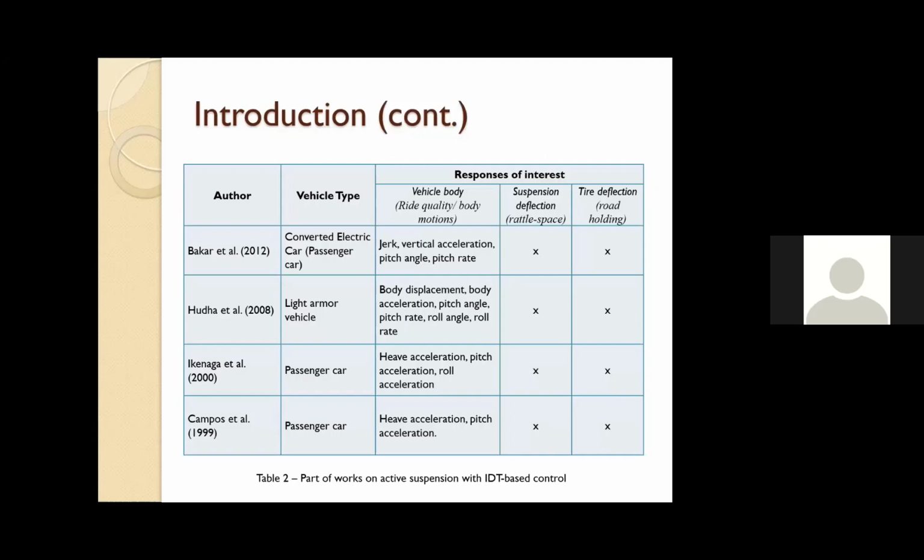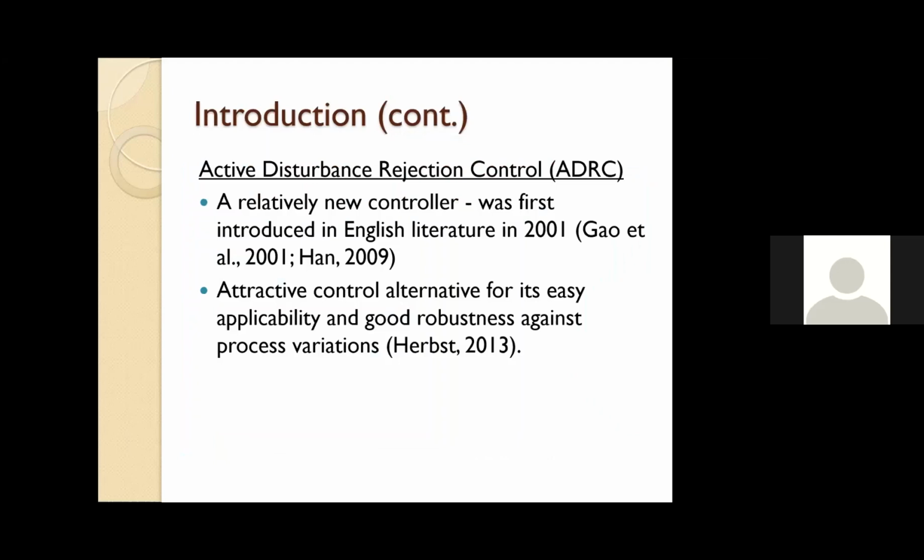Here are some of the key papers related to the active suspension. Actually, there are many, and the original paper has a lot of these papers. The majority of the papers published before this paper focus more on the vertical acceleration, and some of them add the pitch and roll acceleration. Not many measure the suspension deflection or the tire deflection. So this is why we moved in this direction, to have a better understanding.